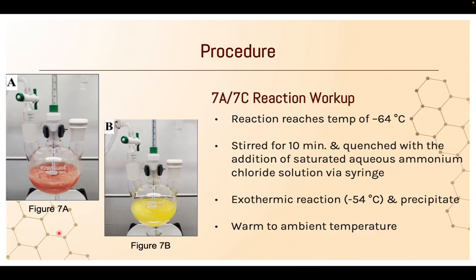Then the reaction is stirred for 10 minutes and quenched by dropwise addition, at about 1 drop per minute, of 10 milliliters of saturated aqueous ammonium chloride solution using a syringe. There is a small exotherm that takes place, reaching -54 degrees Celsius, and the formation of a white precipitate is observed. Here we can see the white precipitate forming after the ammonium chloride is added.